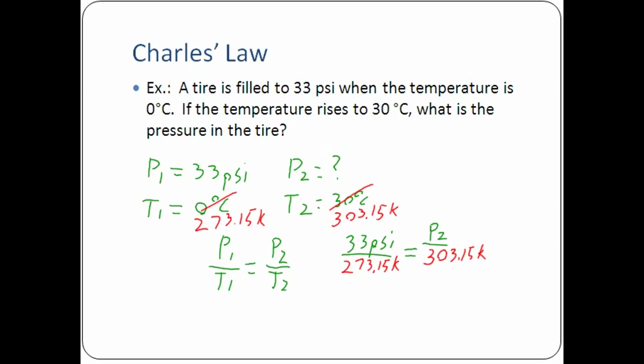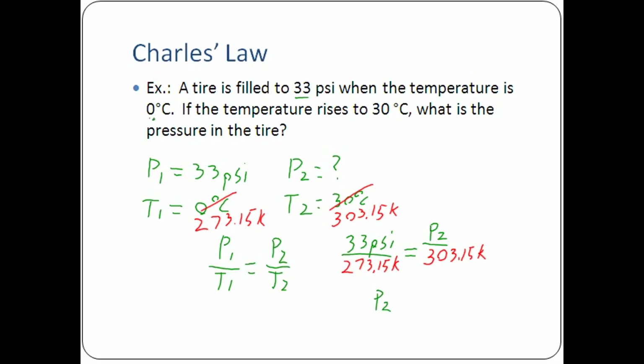And now it's just a matter of putting it into the calculator and solving. And so we take 33 divided by 273.15, and then we take that and multiply it by 303.15 to solve for P2. And so when you do that, you end up with a P2 of 36.624.